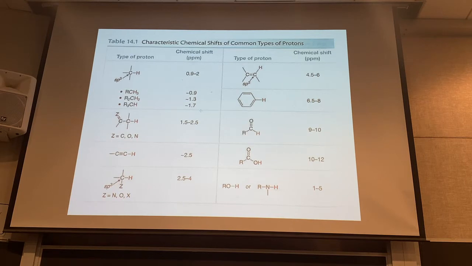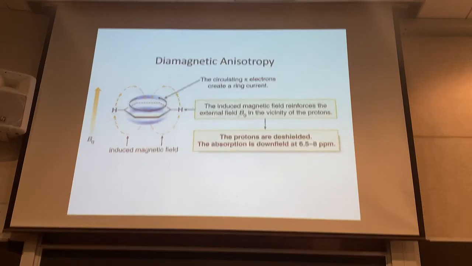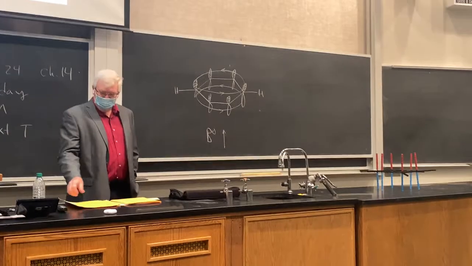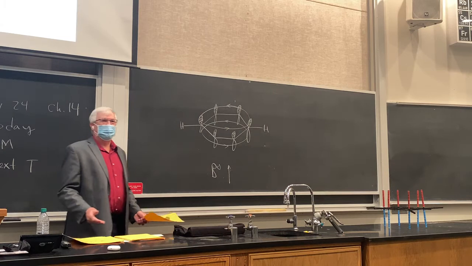Based on electronegativity, proximity to those electronegative groups. What was the other key factor? Hybridization. Okay, and now diamagnetic anisotropy, which we're getting to. So I left off with this last time, and I told you I wanted to go to the board to try to draw through this to convince you why this is an important thing.